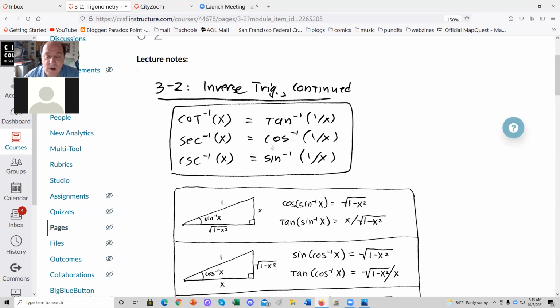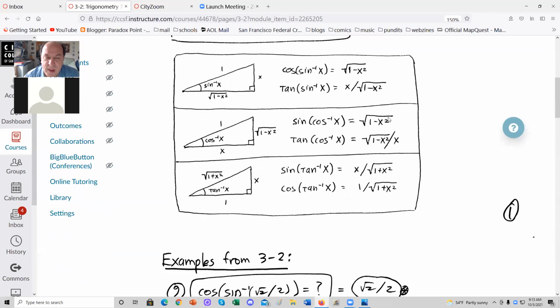Similarly, because secant and cosine are reciprocals and cosecant and sine are reciprocals, the arcsecant of x can be defined as the arccosine of 1 over x. The arccosecant of x can be defined as the arcsine of 1 over x. Because these are multi-branched functions, because tangent, cosine, cotangent, secant, and cosecant aren't one-to-one, you really can define many inverse functions, but these work fine.